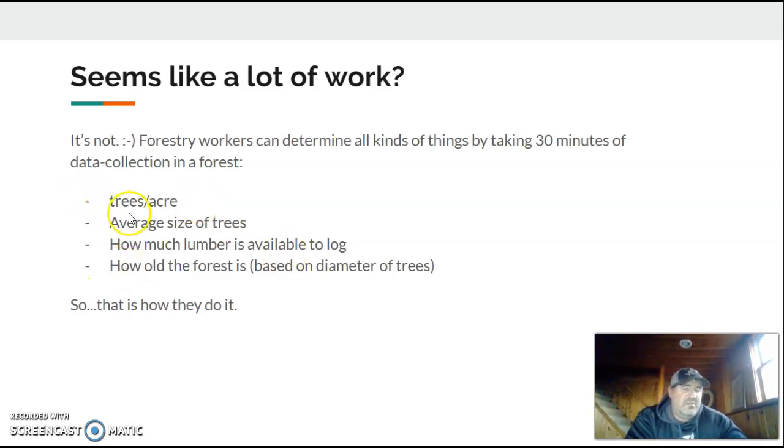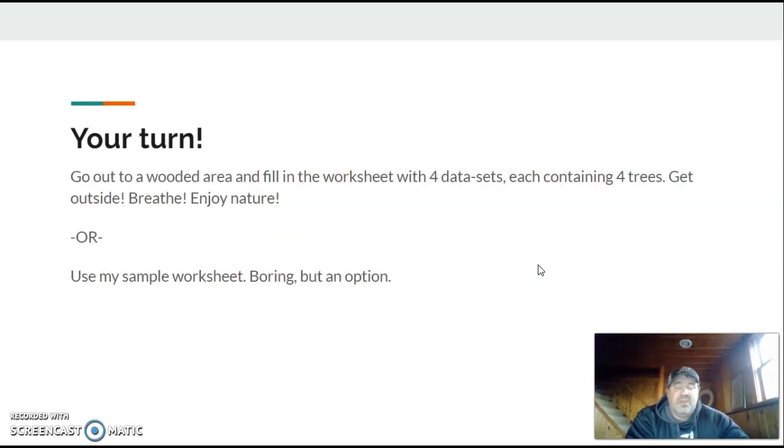And they can figure out the number of trees per acre, the average size of trees, how much lumber is available there, and then they can really figure out how old the forest is too. So that's how they do it. So your job, you're going to go out and enjoy nature and walk around and find a little forest and do this in 4 different spots and try it out.